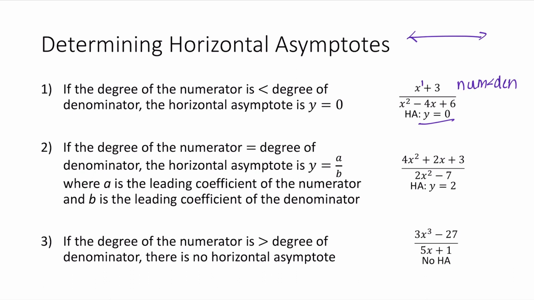If the degree of the numerator equals the degree of the denominator, the horizontal asymptote is a over b, where a and b are the leading coefficients of the numerator and denominator. So you can see in this example we have an x squared and an x squared, so you're going to do y equals 4 over 2, the ratio of the leading coefficients. So y equals 2 is the horizontal asymptote. If the degree of the numerator is bigger than the degree of the denominator, there is no horizontal asymptote. Here the numerator has degree 3 and the denominator has degree 1, so since the numerator is greater than the denominator, I have no horizontal asymptote.